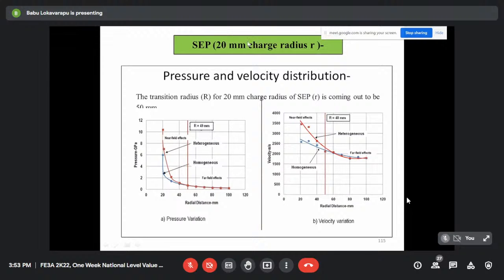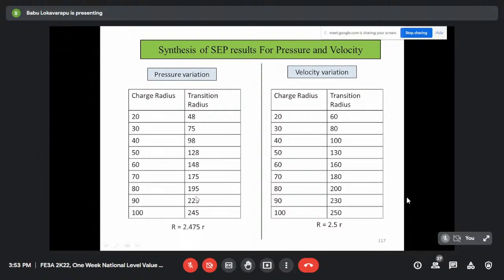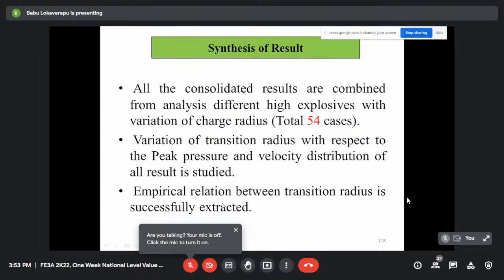Similarly, for SEP also it was carried out, and the pressure variation is equal to 49, and the velocity variation is equal to 48, and for 100 the pressure and velocity distribution is also shown, and this is the variation. Based on these values for SEP, the empirical relation for pressure variation is R equal to 2.475 r, and for velocity variation it is R equal to 2.5 r. Then using this you can design, if you use SEP as the composition, the analysis.